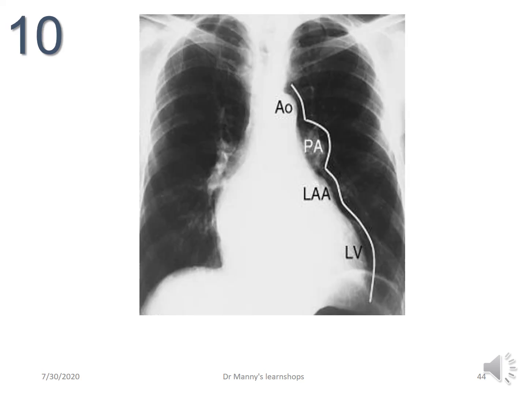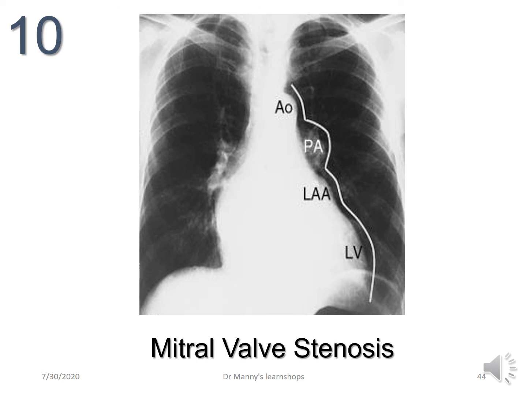And last but not least, this is now a heart that's indicating the 4 bump sign, which could be one of 2 situations or more. This could be mitral valve stenosis, or it could be mitral valve incompetence or regurgitation.